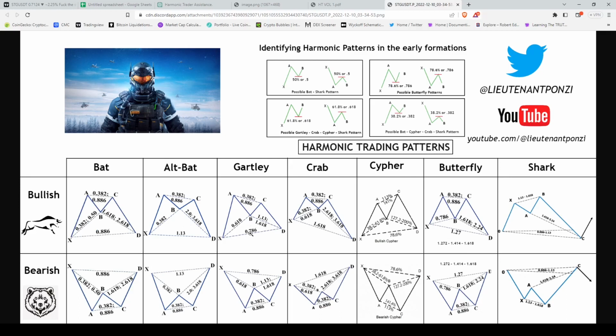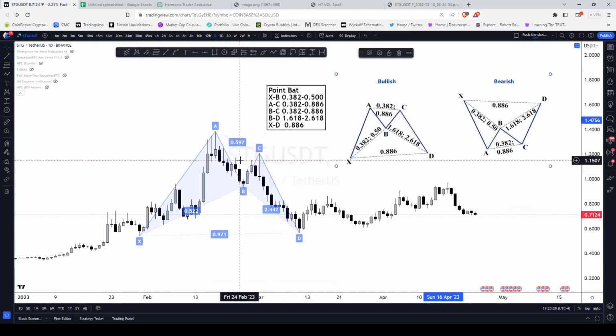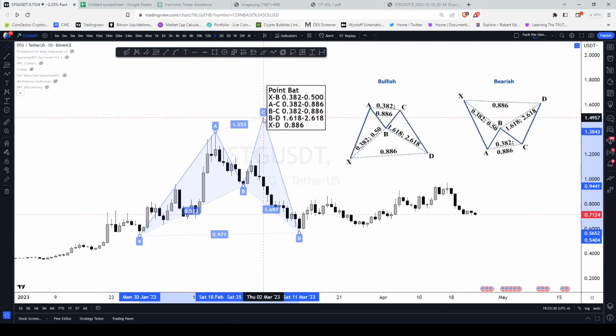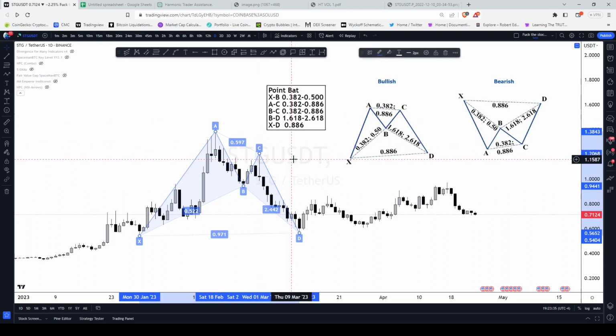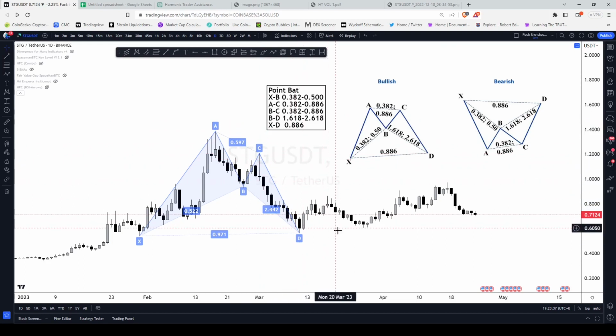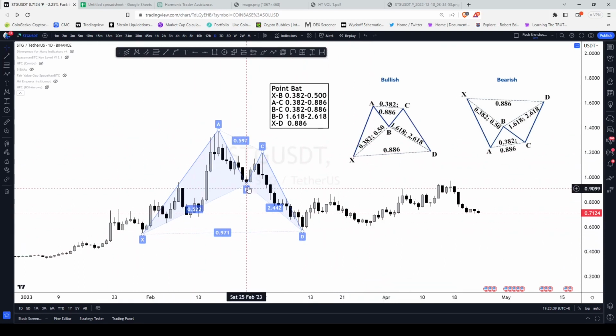Since it's closer to a 0.5, it can't be a crab. It can't be a cipher because it has to be a 0.382 or 0.618. Can't be a butterfly. It could possibly be a shark, but the only way it would be a shark is if this leg up here extended past your A. That's the next step I'll get into. When you're identifying this bat structure, you have to have an M shape, and this C leg cannot go past this A leg. As soon as it goes past that A leg, you start looking for a shark instead.